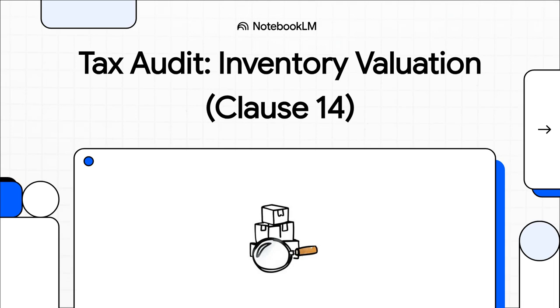If you're running a business, you know that inventory valuation can be one of the biggest headaches during a tax audit. So today, we're going to demystify it. We are going to zoom in on one very specific part, Clause 14 of your tax report, and give you a super practical guide to getting it right.